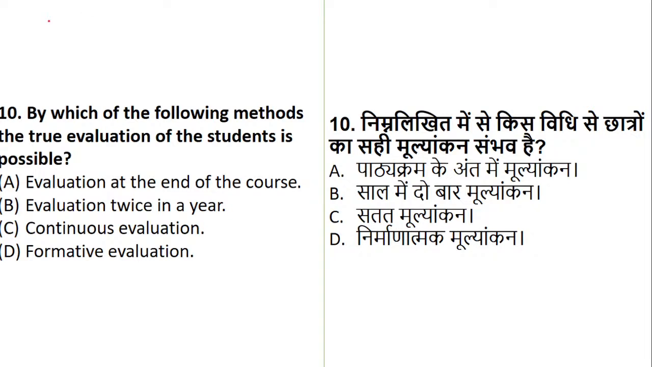Yes, now I'm explaining that only, Pushpa. Many students answered D also and many students answered C also. So now the question is what? Let me explain. In case you still have doubt, you can come back to me. By which of the following methods is the true evaluation of the student possible? In short, it is a continuous evaluation. When you do a continuous evaluation, only then do you come out with a student's true evaluation.